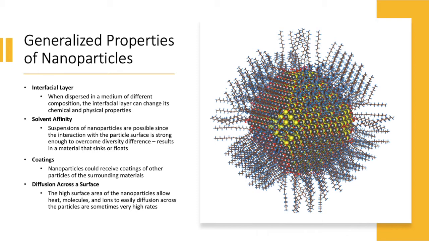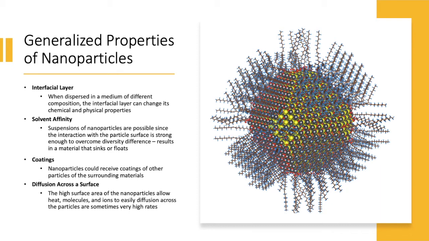When discussing coatings, nanoparticles could receive coatings or other particles of the surrounding material. Going back to the sodium chloride, using this image on the right as an example, a sample of sodium chloride can bond to one of these long branches that extend from the nanoparticle. This probably wouldn't cause major differences within the nanoparticle, but it's just another consideration when discussing them. And then there's also diffusion across a surface.